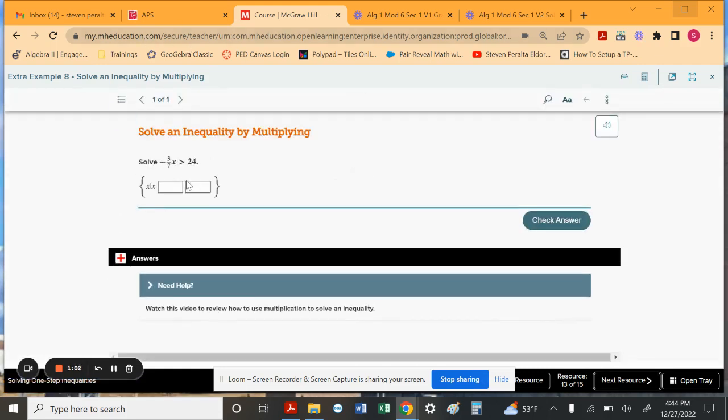So the next problem says that we have multiplying. So we're going to solve it by multiplying. Notice we have negative 3/7 times x is greater than 24. Well, now here is where things are a little bit different than what we normally do.